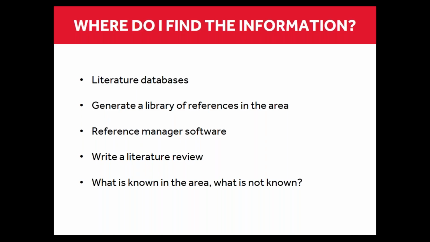So where do you find the information for your proposal? Well, the first thing is to look at the literature databases. A couple of these could be PubMed, Google Scholar, but it's often appropriate just to do a regular Google search because this can often pick up papers that maybe you'll miss.